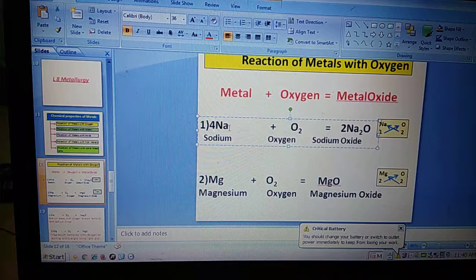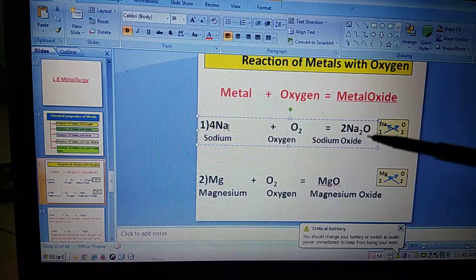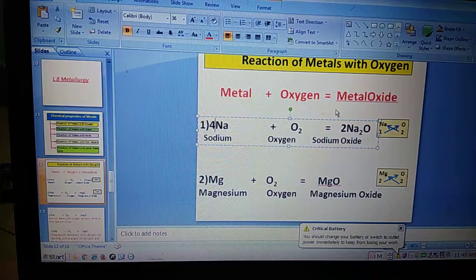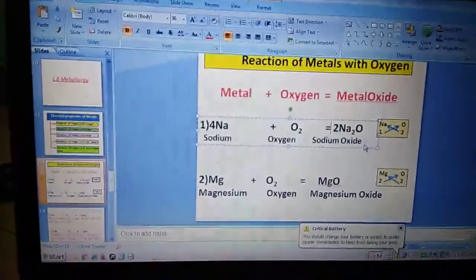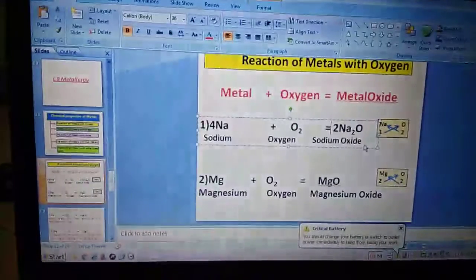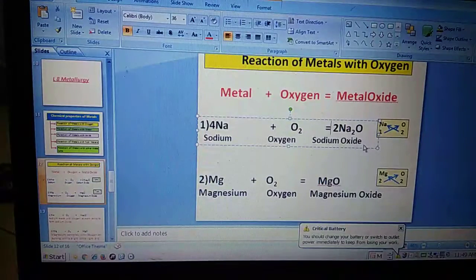So now what has happened? Number of atoms on the left hand side is equal to number of atoms on the right hand side. But I did not write anything over here as the subscript because it cannot be written. The formula of sodium oxide is Na2O. Only I can change this part of the question. So here you can see children, it becomes 2Na2O. Okay, so that is our first reaction.